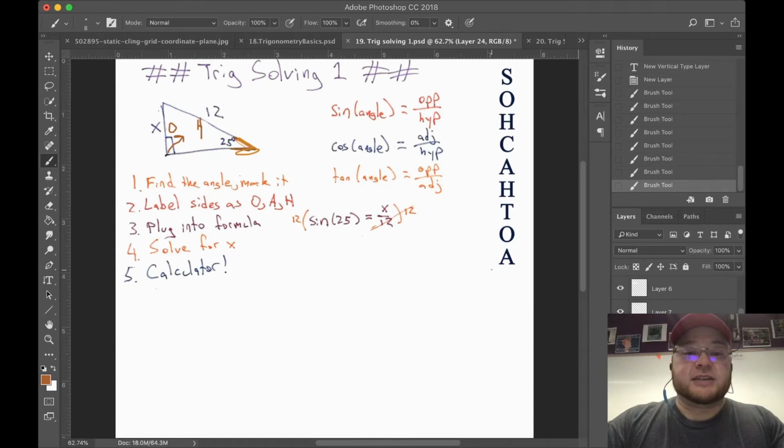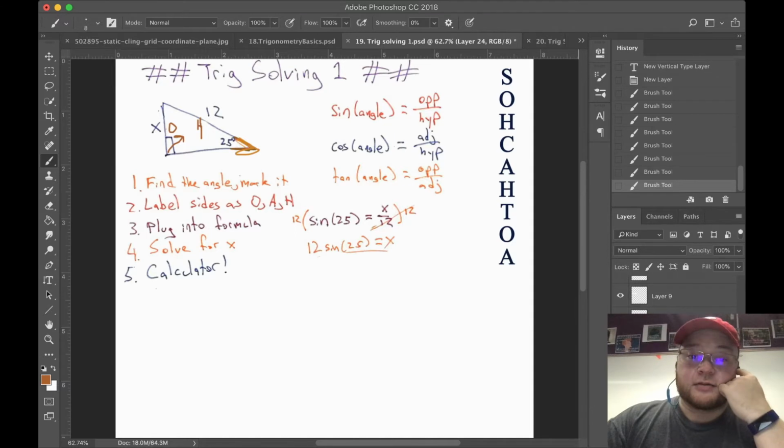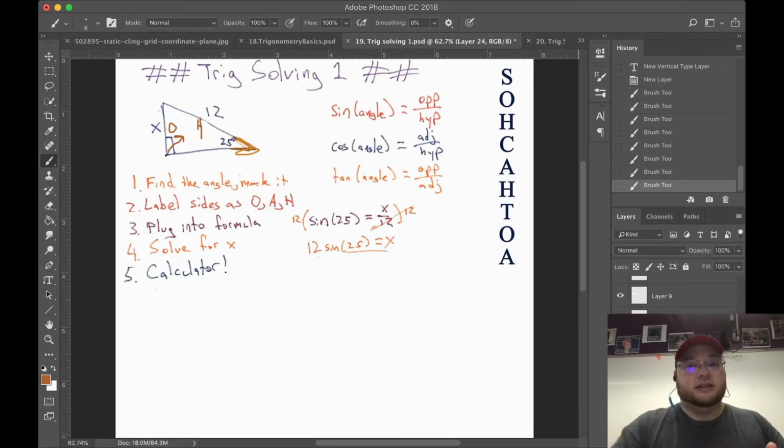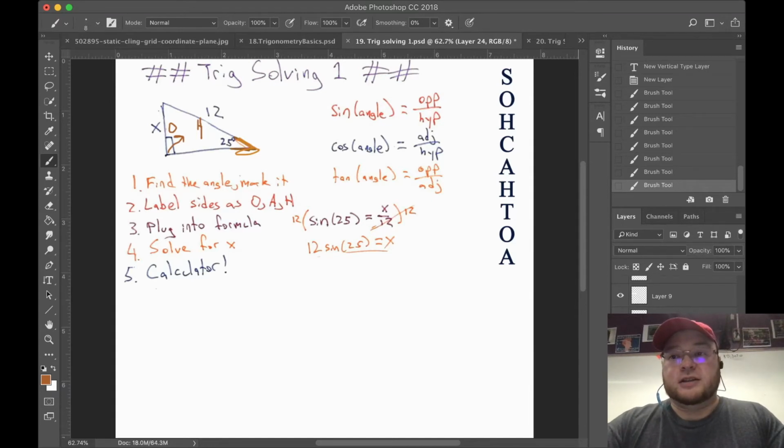Next thing you do to solve for X is multiply both sides by 12. That gets you 12 sine 25 equals X. Sine of 25 is a number that in the past you had to look up. There's something called a trig table that they used back in the day before calculators basically did all the work, which is very nice.